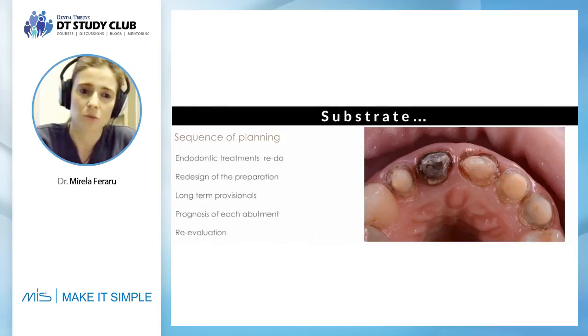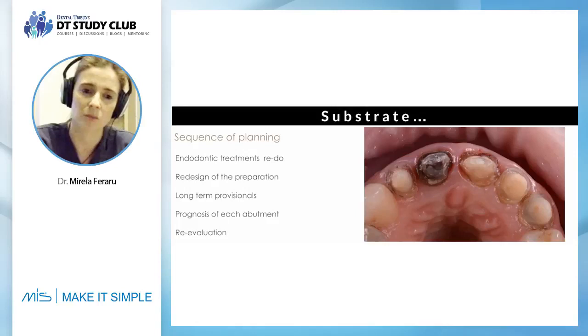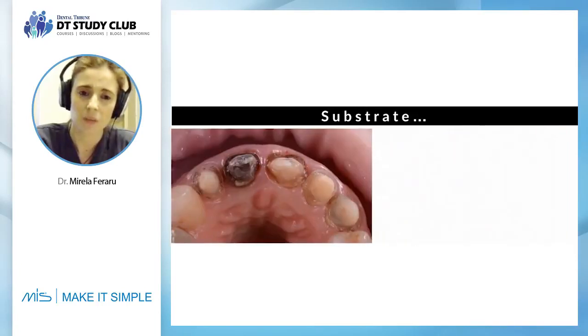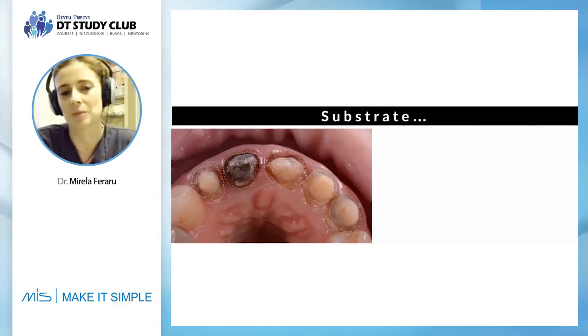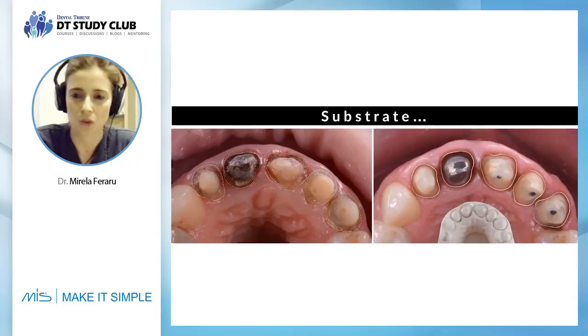So in terms of the sequence of planning, things will not be so easy. We will have to redo our endodontic treatments. We have to redesign the preparations. We will provisionalize the patient with long-term provisionals, because this type of treatment takes time until we see that we are able to obtain soft tissue health. Then we are going to reevaluate and determine the prognosis of each abutment, and then perform another reevaluation. So what exactly did we do, as we can see in this image? These were the wide preparations that we found at the time that we removed the old ceramic crowns. So we changed the design of the preparation from something pretty wide into more narrow.